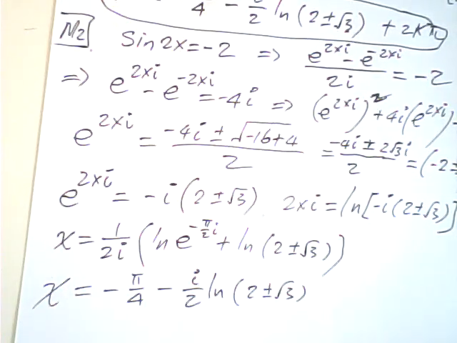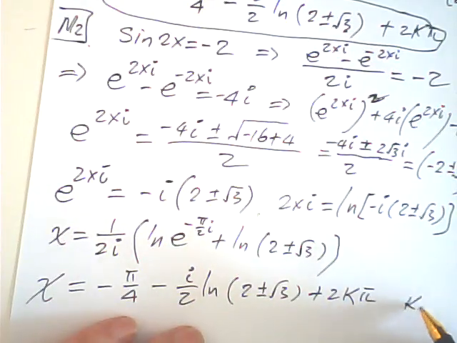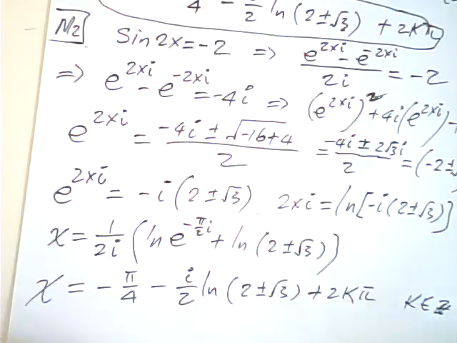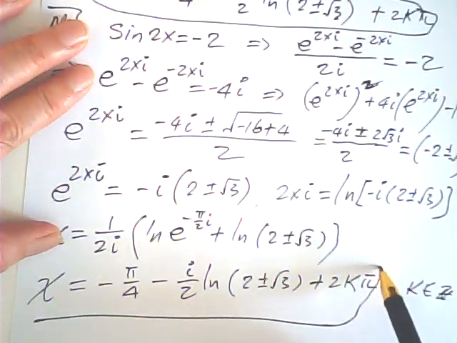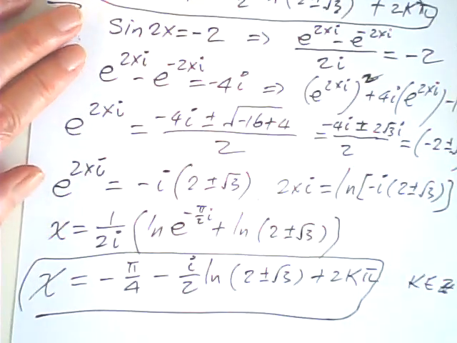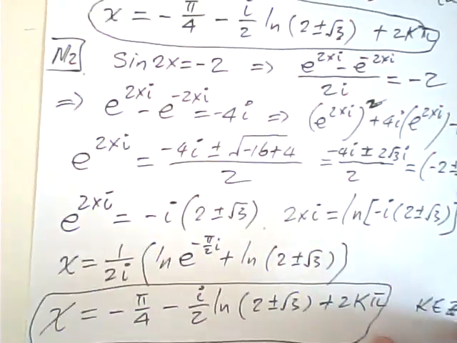All right. Now, if you want a general solution, just plus 2k pi, k is equal to a whole integer including 0. All right, this is the solution for the equation by method 2.